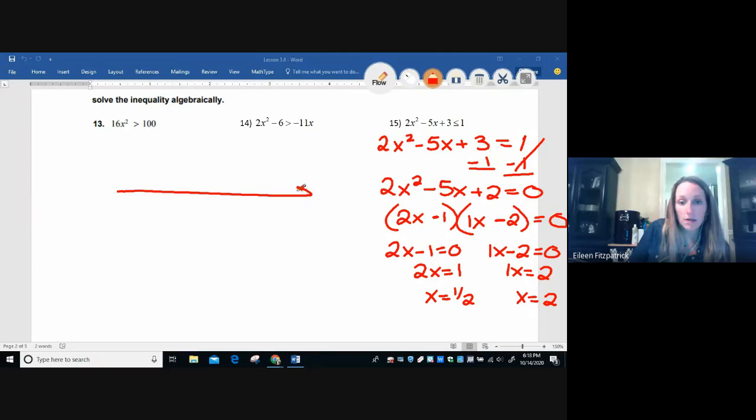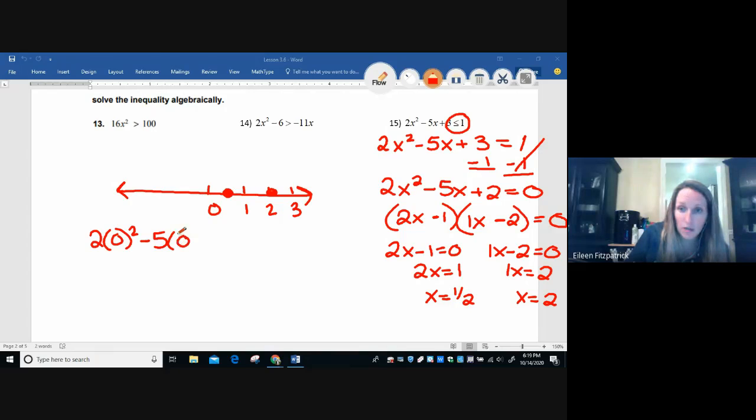So on my number line, here's 0, 1, 2, 3. Since the inequality does have the bar underneath, I'm going to do a solid circle on 1/2 and a solid circle on 2. I can still use 0 as my test point, okay? Even though 0 is not in between, you can still use 0. And like I keep saying, 0 just makes the math easier. You can pick whatever point you want. You could try 1. That would still make the math pretty easy.